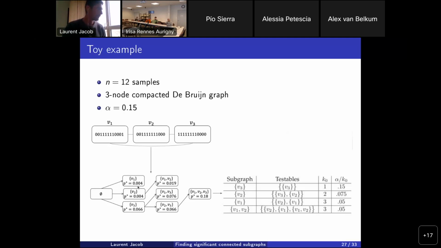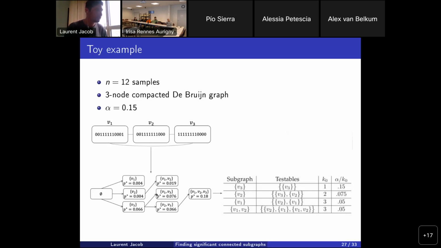V1, its minimal p-value is 0.004, so it's still testable at this level. So now my set is V1, V2. So I've done all the individual nodes, and now I will keep exploring the connected subgraphs. Normally, I would start from V3 and see all the subgraphs that contain V3, but I removed V3 from my set of testable subgraphs. So I know that any subgraph that contains V3 is not testable either. So I don't have to explore all these parts of my tree.